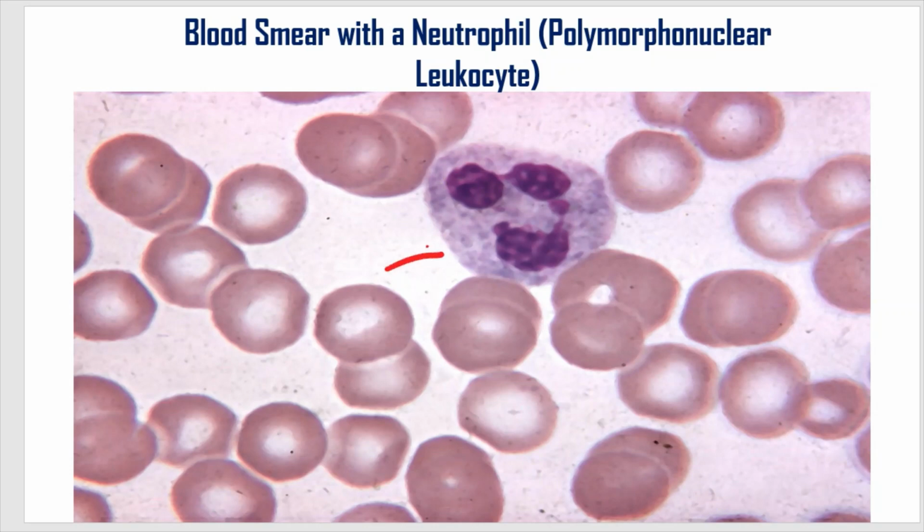This is the neutrophil here. As you can see, the neutrophil has got 4 to 5 lobes. This is the nucleus. The nucleus is multi-lobed. As you can see, the nucleus has got 1 lobe, the second lobe here, third lobe, and the 4th lobe here. So that's why we say that the neutrophil is multi-lobed.